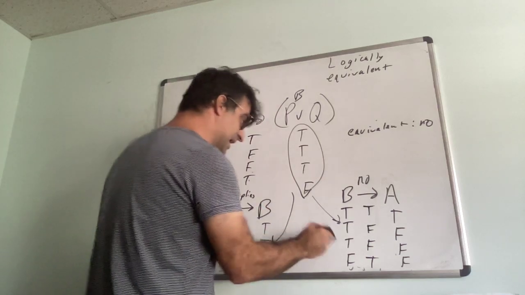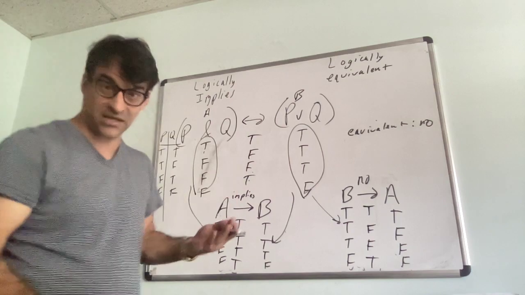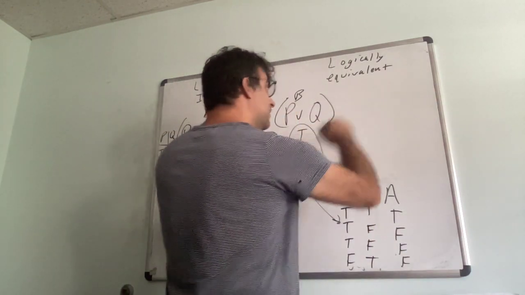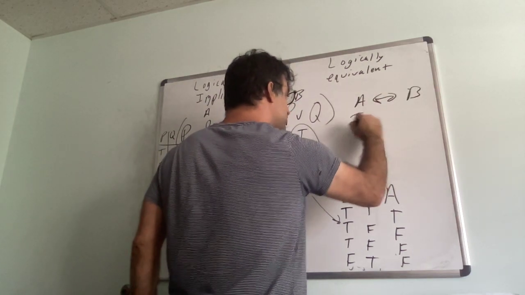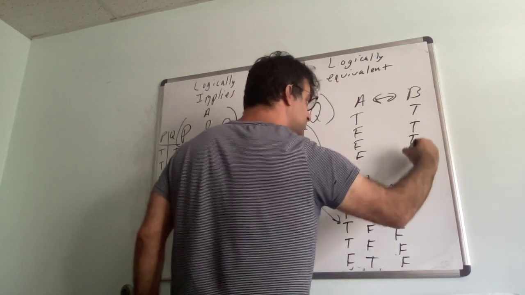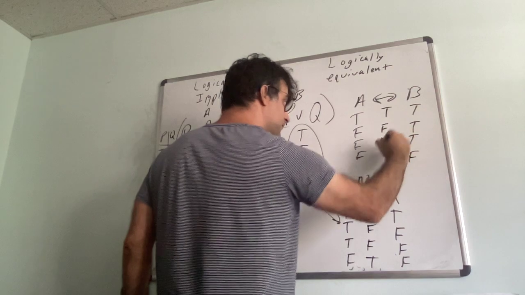If A implies B and B also implies A, then they're also equivalent. You'll see that they always have the same truth value, right? But to test it separately, we had A double arrow B. A goes true, false, false, false. B goes true, true, true, false. Are they always equivalent? No.